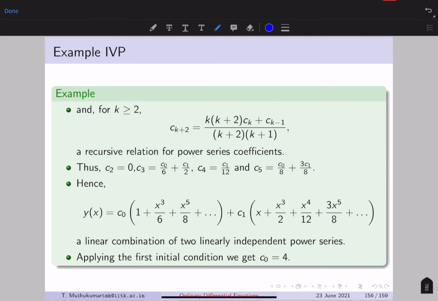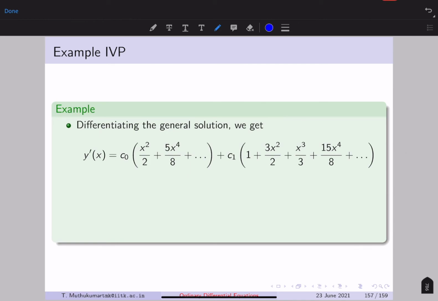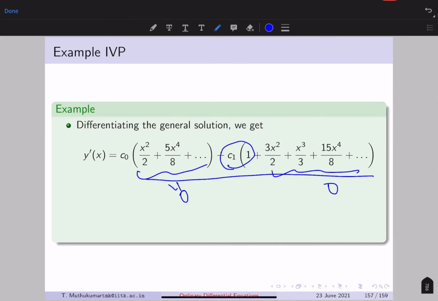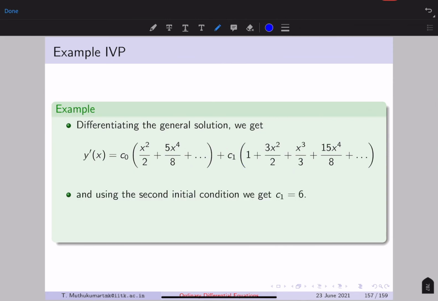Now if you differentiate this y and then substitute x equal to 0, that should be equal to 6. If you differentiate that, you get c0, this is the derivative. Now you put x equal to 0. If you put x equal to 0, this is all 0 and this is all 0. What remains is just c1. So c1 is 6. So you have got c0 to be 4, c1 to be 6, right? So that way you have the precise solution y for the initial value problem.